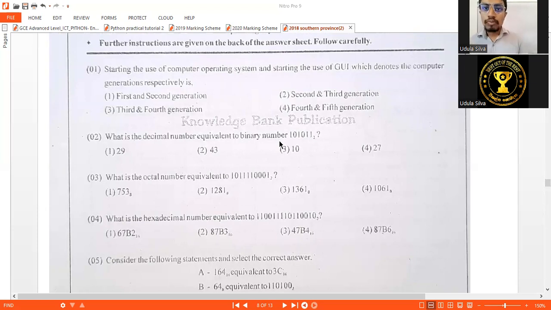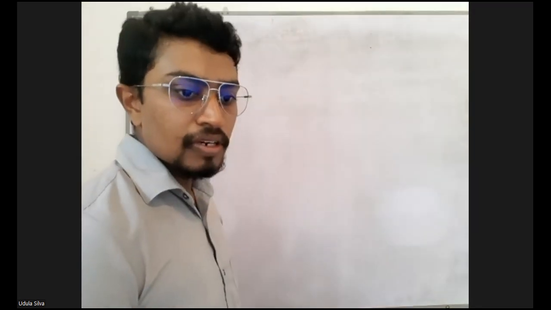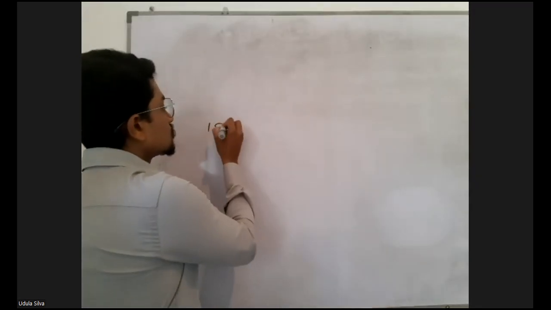Number 2, what is the decimal number equivalent to the binary number? For this, we need to find the decimal equivalent of 101011.